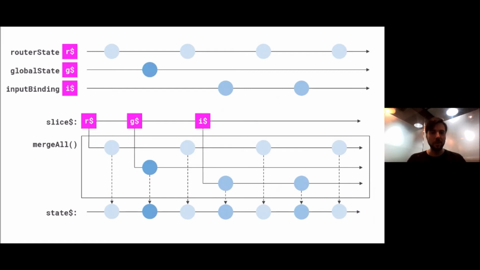What merge all is doing is, instead of retrieving single values, it retrieves a stream of streams, an observable of observables, a higher order observable. And this higher order observable basically takes those observables and subscribes internally to those observables and forwards their values. For example, here I take the router state, I subscribe internally, and all the router state emissions are emitted and merged to one output. Same with the global state, same with the component state or input bindings.